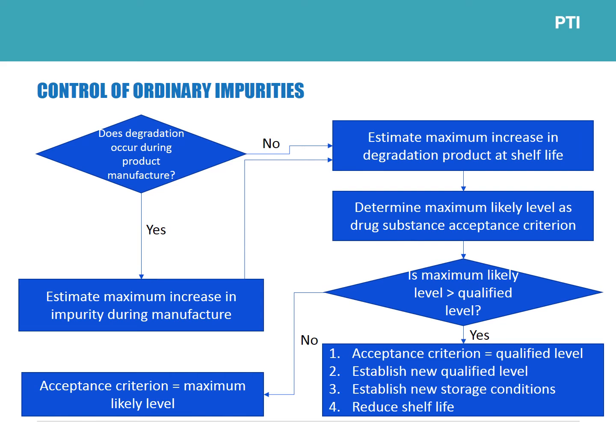And if the maximum likely level exceeds the qualified level, we need either to set the acceptance criterion to the qualified level, which commonly means we need to reduce the shelf life of the drug, or we need to establish a new qualified level on the basis of fresh toxicological studies, or we need to change the storage conditions of our drug product so that the impurity doesn't grow as rapidly. And if the maximum likely level is less than the qualified level, we can simply set the acceptance criterion as the maximum likely level.